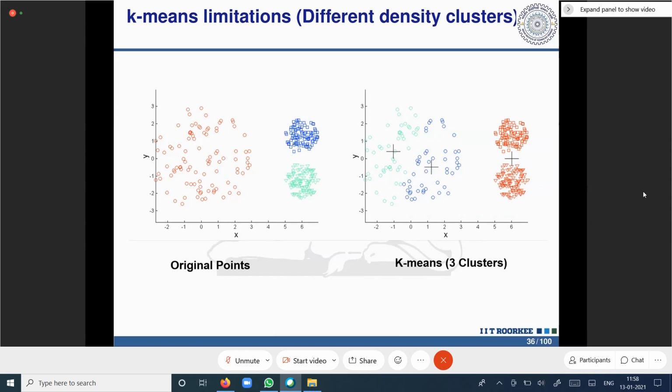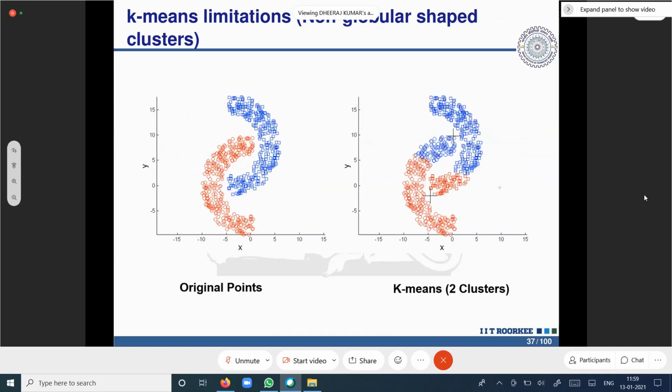Now this is different density. If your clusters are of different density, so for example, this red circle cluster, the points are a bit far from each other. So this is a sparse cluster, whereas blue and green are very dense clusters, right? Now if you apply k-means to it, it will partition this sparse cluster into two, and the two dense clusters are merged together. So you get green, blue, and red. So this is one of the issues with k-means.